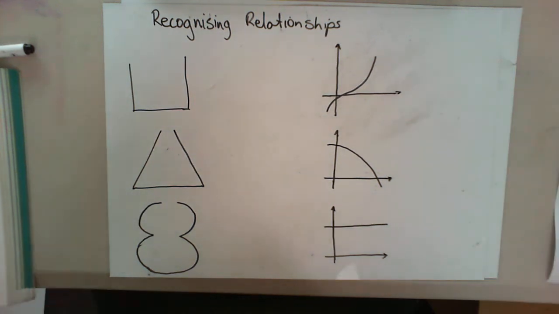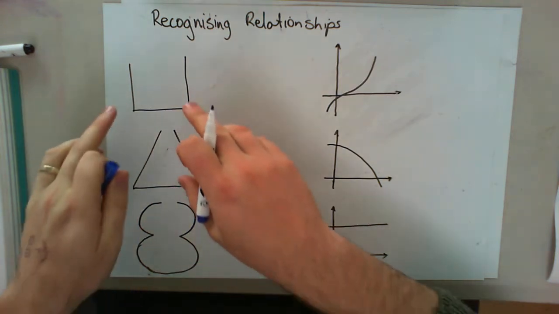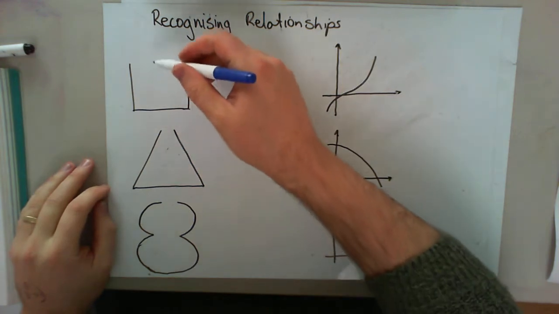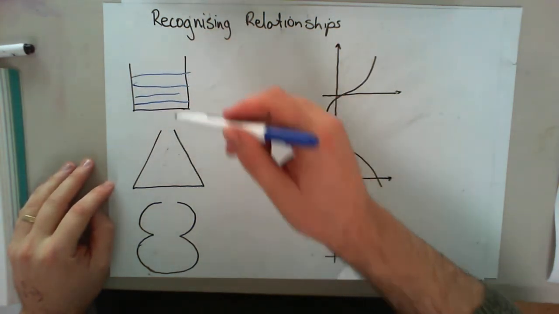Hey, in this video we're going to have a look at recognising some relationships and some basic work around rates of change. Okay, so to start off with, we're going to have a look at these containers here. So we're thinking about these as containers that we're going to fill with water. Okay, so we're going to pour water in and we're going to see this height gradually increase.